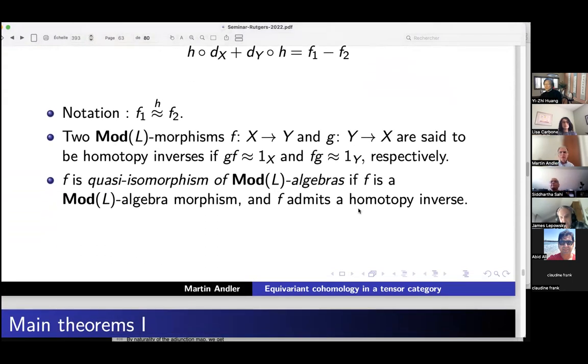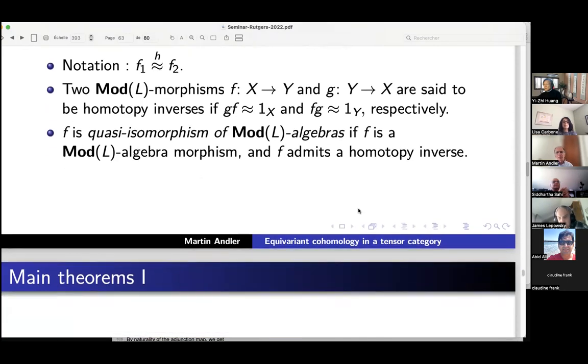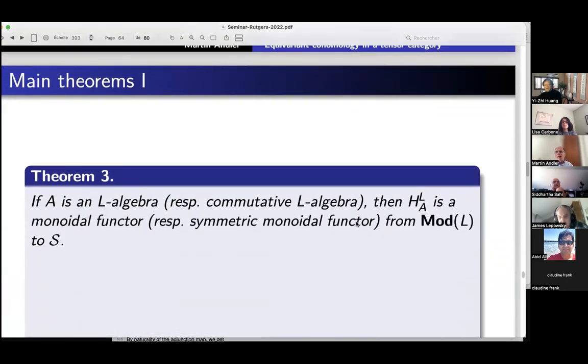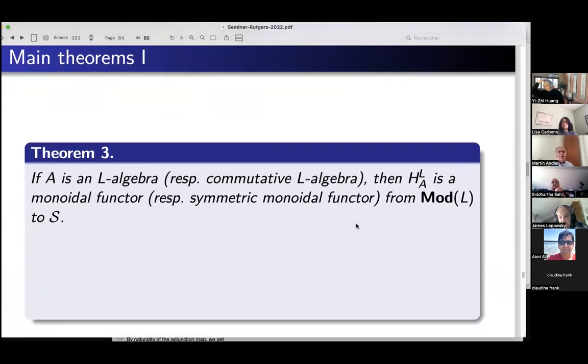And a quasi-isomorphism is a mod L algebra morphism which admits a homotopy inverse, but the homotopy inverse is not an algebra morphism, just a homotopy inverse. So here now we can state the main theorems.